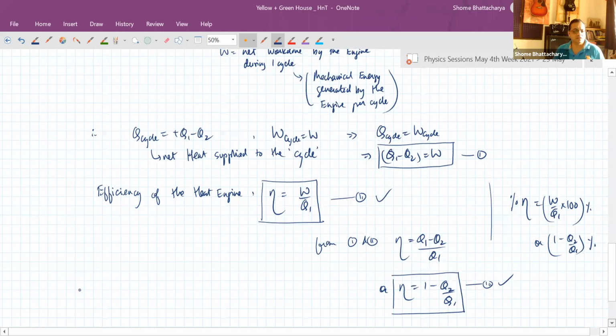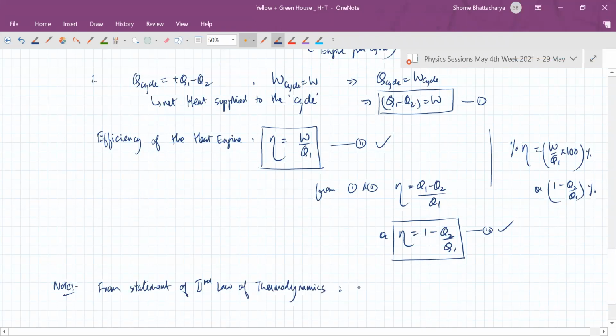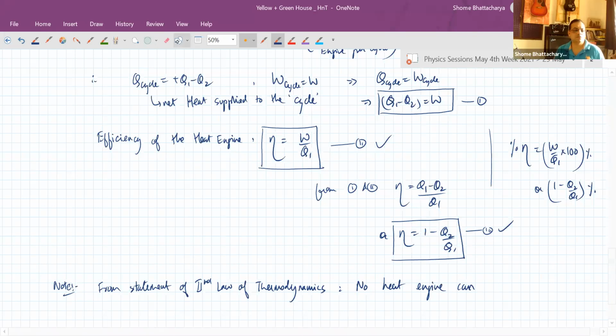So now one important thing here is that from the application of second law of thermodynamics, okay, Sir, in that percentage efficiency, 1 minus Q2 upon Q1 into 100 will come, no? Yes, that also is converted to a percentage.